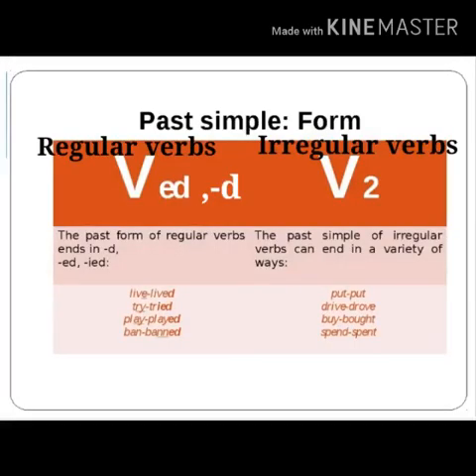Do you remember when and why we use the past simple tense? We use the past simple tense when we talk about completed action in the past. To make past simple, we add d or ed at the end of the regular verbs. But in some cases, we can't add d or ed at the end of the verbs because they are irregular. You must learn irregular verbs.